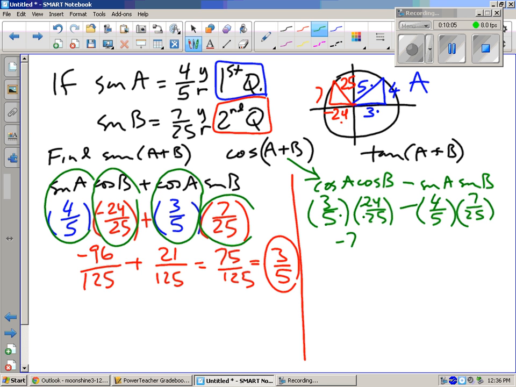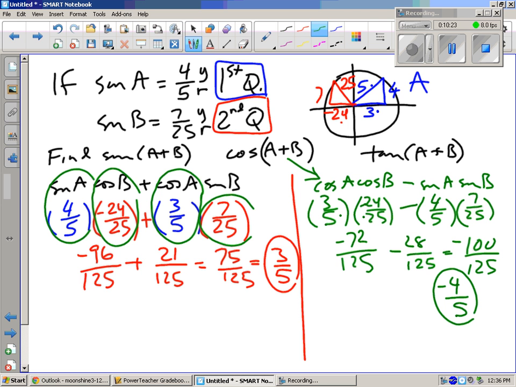All right, this is negative 72 over 25. This is minus 28 over 25, which equals negative 100 over 25, which is negative 4/5. So that's cosine. So this is sine, and this is cosine.